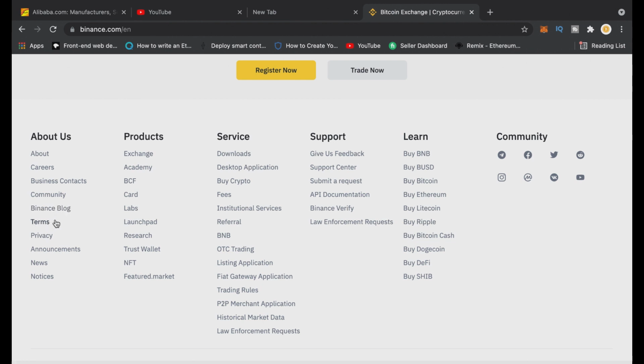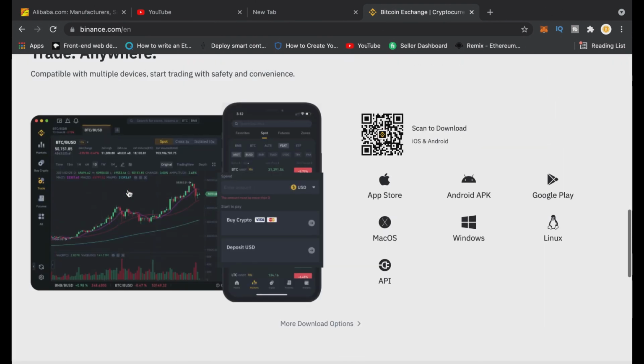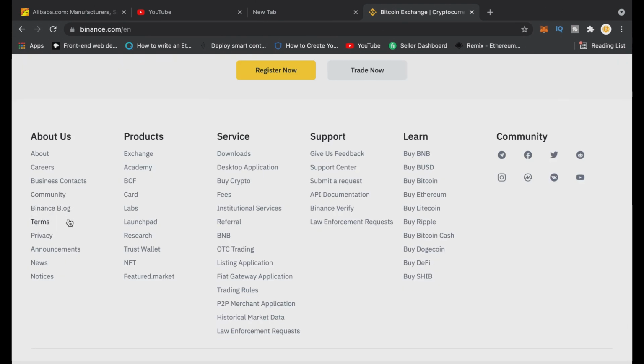Then one important part of this Binance site is the terms and conditions. Most times if you want to use a trading platform, it's better to understand its terms, so you keep to their strict rules and conditions of using the platform to avoid mistakes or being blocked or banned from using the site. Then they also have privacy and announcements. You can check all these links, right? Notices and news and stuff like that.